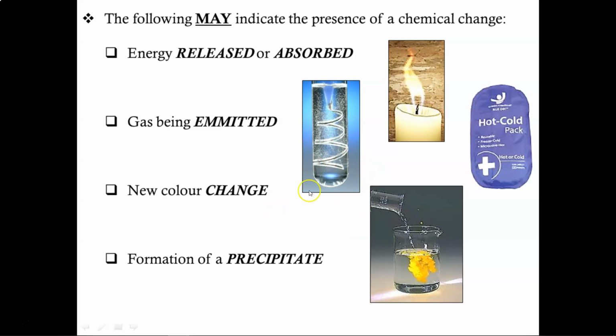So to help you determine if a new substance has been created, these are a few signs you should look out for that may indicate that a chemical change has occurred. So if you have energy being released or absorbed, so like when you're burning something, we call that a combustion reaction, or maybe a cold pack that we use for first aid scenarios, it absorbs energy so it feels cold. Or if there's gas being produced, a new color change, or the formation of a precipitate, which is a solid that appears from a liquid. So here we have two liquids mixing together to form a solid powder.